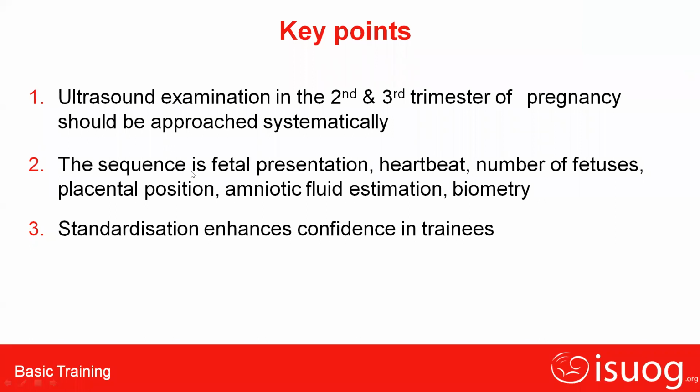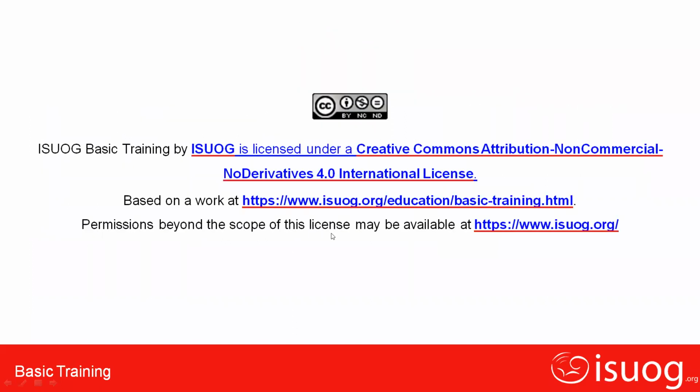So the sequence, as I already told: step 1 is the fetal presentation, step 2 is the cardiac activity, step 3 is the number of fetuses, step 4 is the placental position, step 5 is the amniotic fluid volume estimation, and step 6 is the biometry. Step 1 to step 6 has to be strictly followed in sequence. This standardization of the steps enhances the confidence of the trainees, and they will not miss anything abnormal. That's a very important thing.